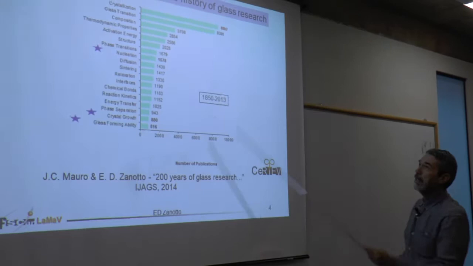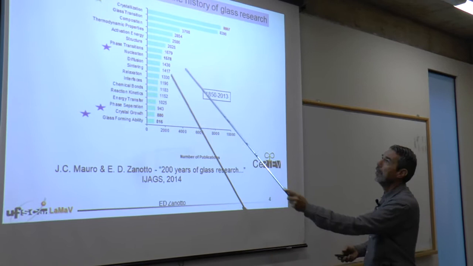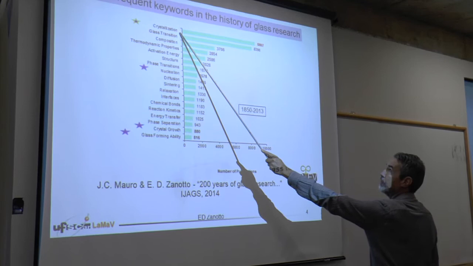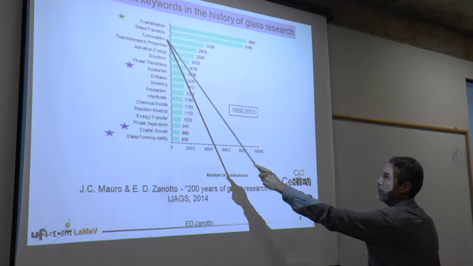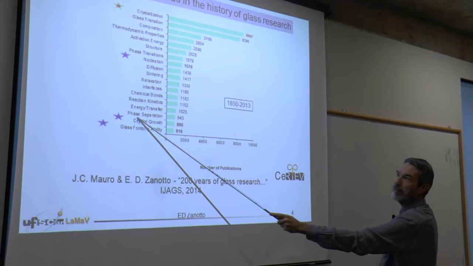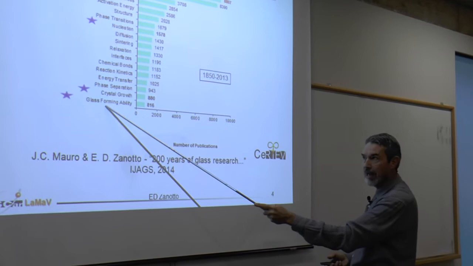Okay, I have mentioned before about the keywords. I had forgotten that I had this slide, but I see that I have it now. If you look at the history of glass research in the past 200 years, crystallization is the most used keyword, followed by glass transition, then composition, thermodynamic properties, activation energy, structure, phase transition, then nucleation, diffusion, sintering, and so on, phase separation that we have seen in the previous class, and crystal growth and glass forming ability. So summing up, all these keywords refer to crystallization.